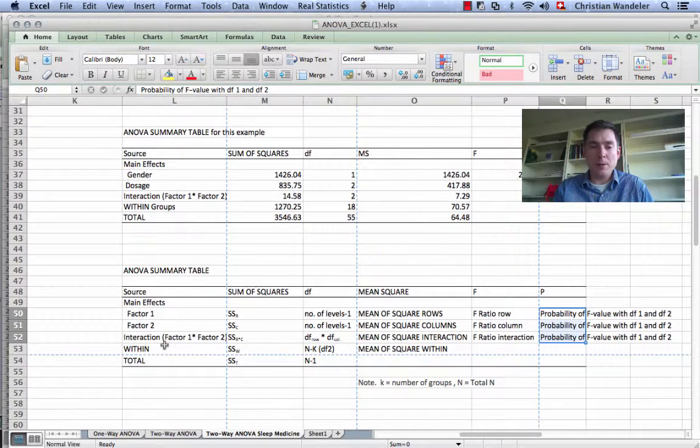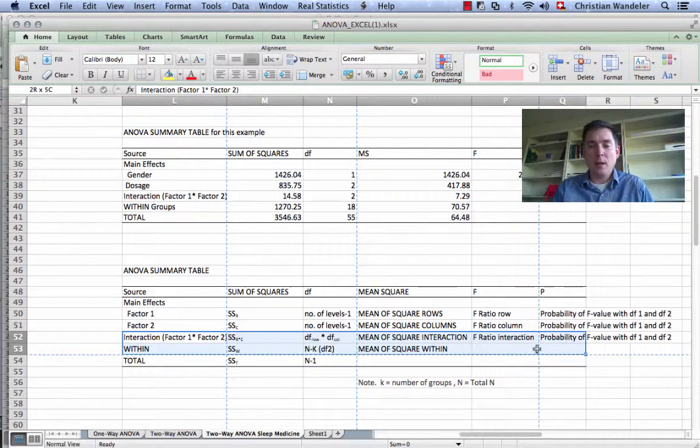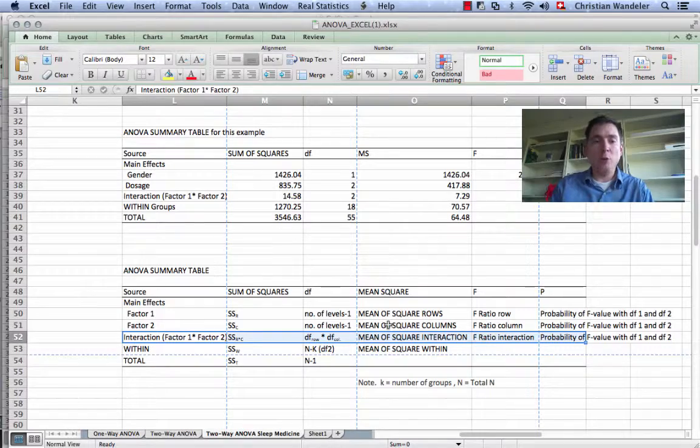And we always start interpreting the two-way ANOVA with the interaction effect, because the interpretation of the two main effects depends on if there is an interaction or not. So this is the end game here of the two-way ANOVA.